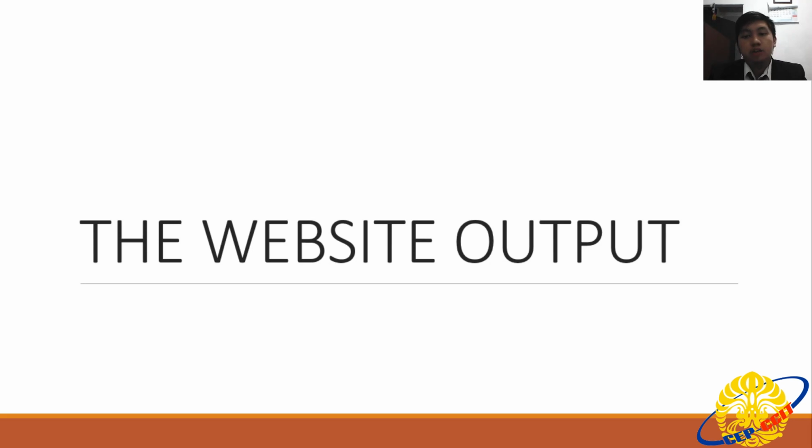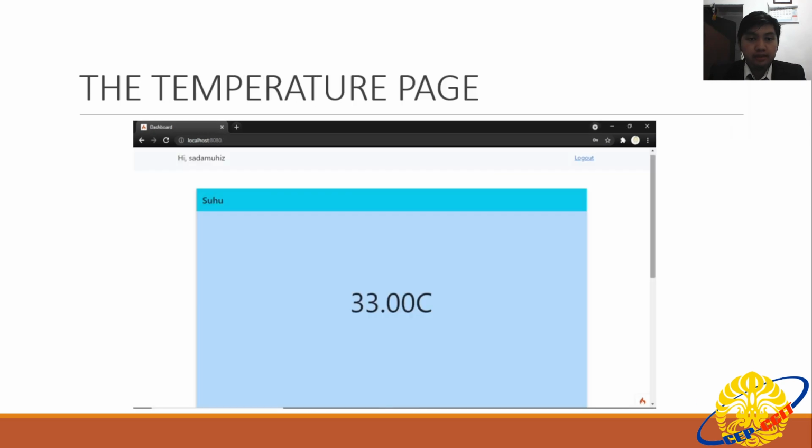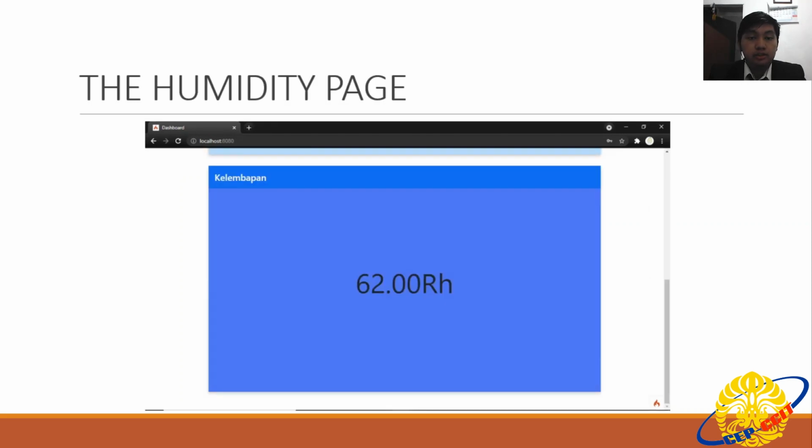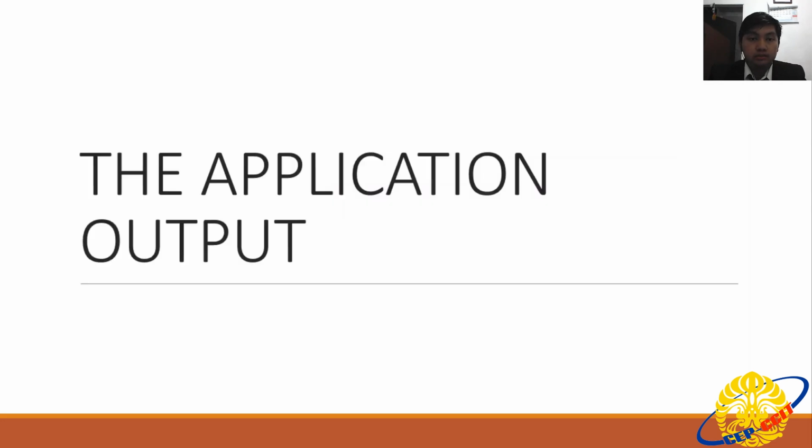And then this is the output of the program. We have two types of output. This is the website output. This is the login page, the register page, the temperature page. This is the data of the temperature. This is the humidity page, which contains the humidity data. And this is when we want to log out.